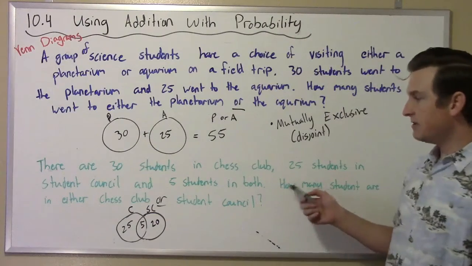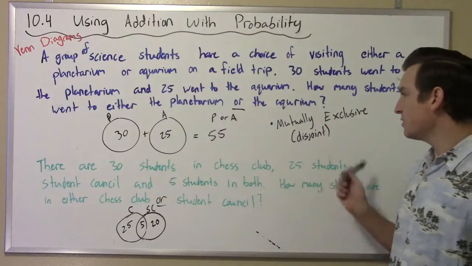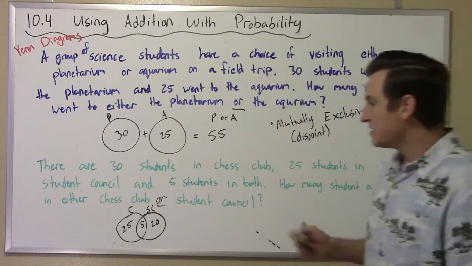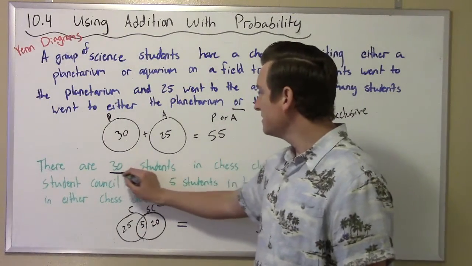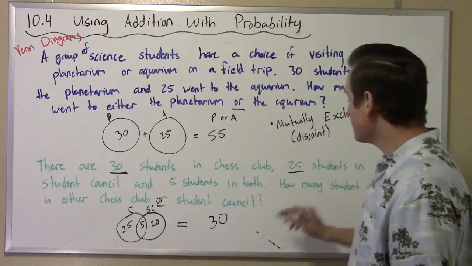So basically, how many students are we talking about? 35 students in chess club, 25 students in student council, and 5 in both. How many students are there, basically? So what we would do here is take this number, 30, right? And we would add it to this number, 25.